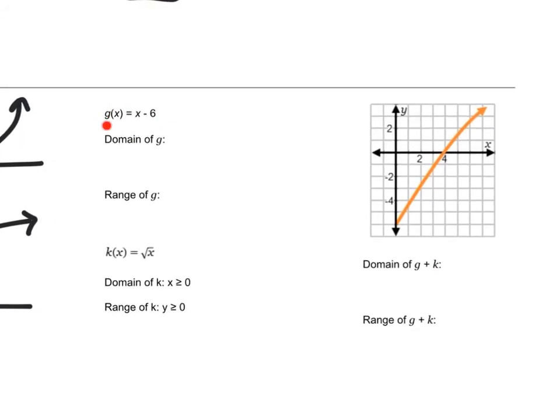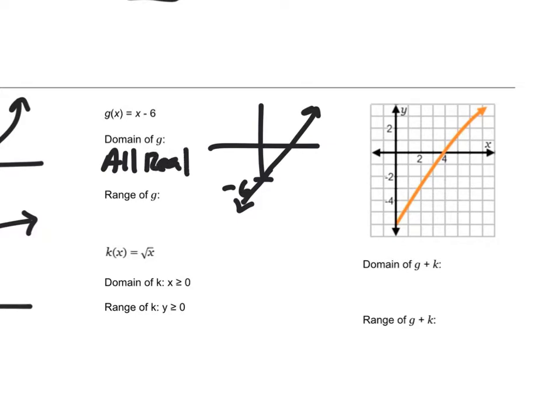This graph over here, g of x equals x minus 6, this is a linear function, okay? And so the graph of this, here's negative 6, here's the y-intercept, and we have a line that looks like that, okay? So the domain of g is all real numbers, okay? And the range of g is all real numbers, okay? I can plug in any number in for x, negative value, 0, or positive value, and it will give me some sort of y value, all right?